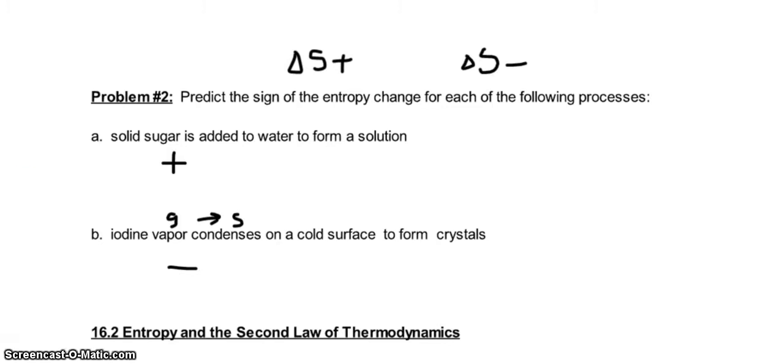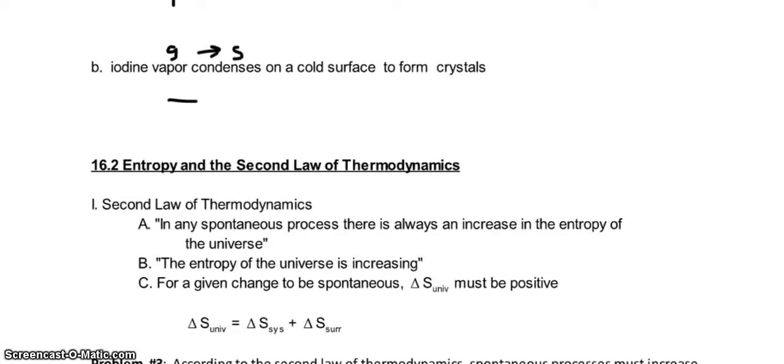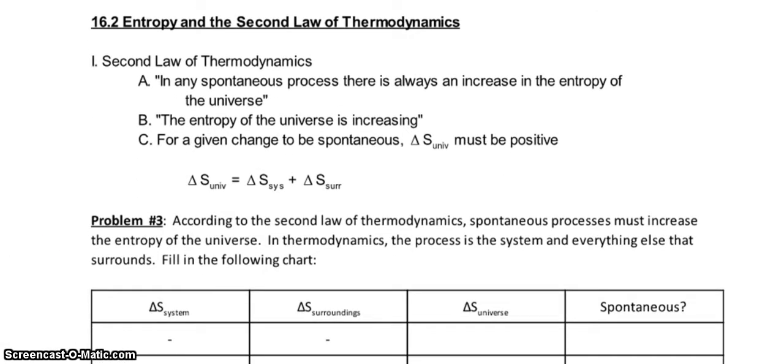All right, so now what? What can we say about the idea of entropy in the second law of thermodynamics? Well, the second law of thermodynamics says that for any spontaneous process, there's always an increase in the entropy of the universe, and you cannot break that law. So for any spontaneous process, you will always have an increased entropy of the universe. And your key word there is universe. Okay, so the entropy of the universe is always increasing.